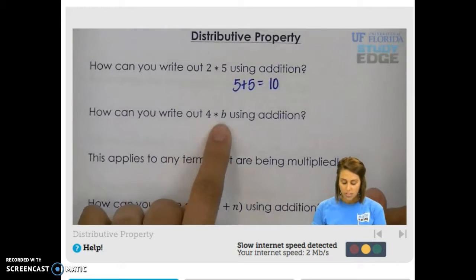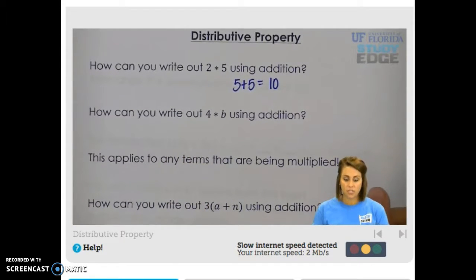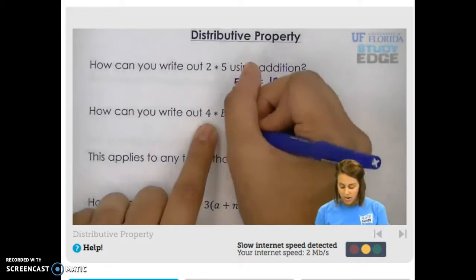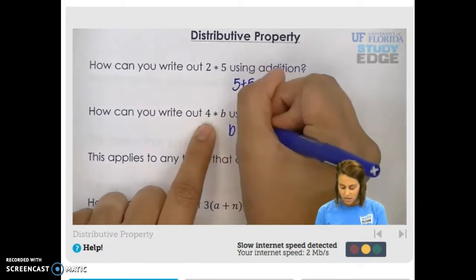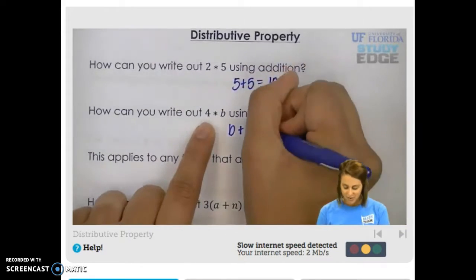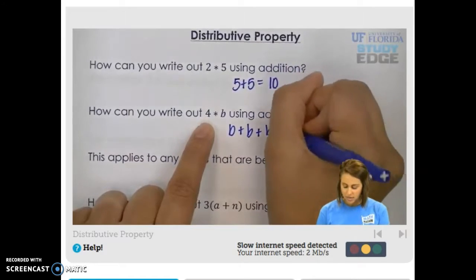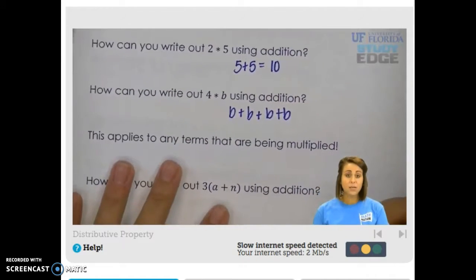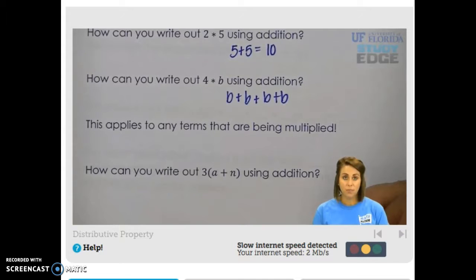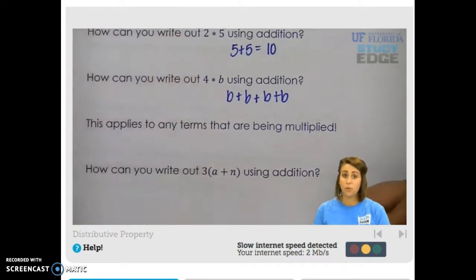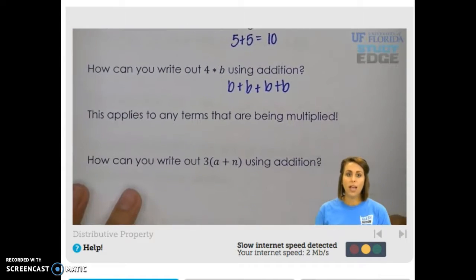What about 4 times b? How could we write it using addition? Well, if we wanted to write it using addition, we'd say b plus b, how many times? 4 times: b plus b plus b plus b. This applies to any terms that are being multiplied. So any terms that are being multiplied could be written out in the same way.